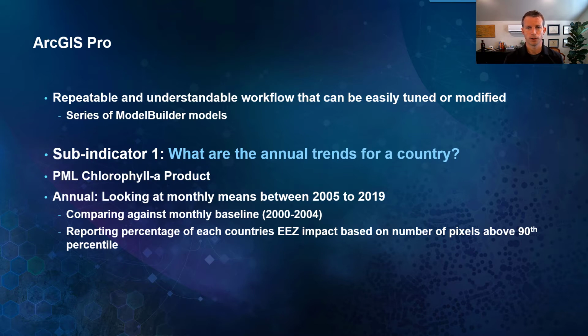So a 5-year baseline was used, and we compared the years of 2005 to 2019 against that baseline, in order to come up with a deviation number. And that deviation is a percentage for each of the countries' EEZ that was impacted by counting the number of pixels that were above the 90th percentile.